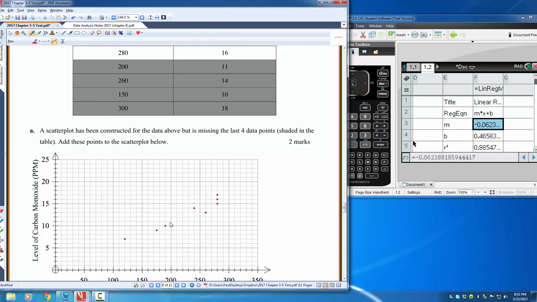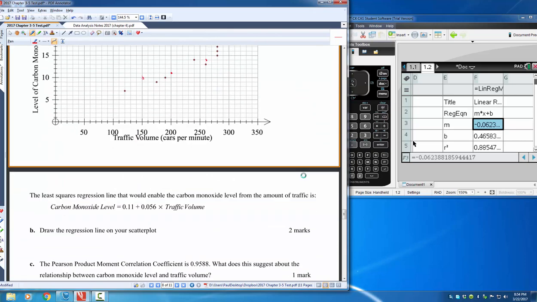Okay, so there's 200 and there's 11, so you should have 1 point there. We've got 260 and 14. There it is there. We've got 10 and 150. And we've got 300 and we've got 18. Okay, so there's some easy marks there.